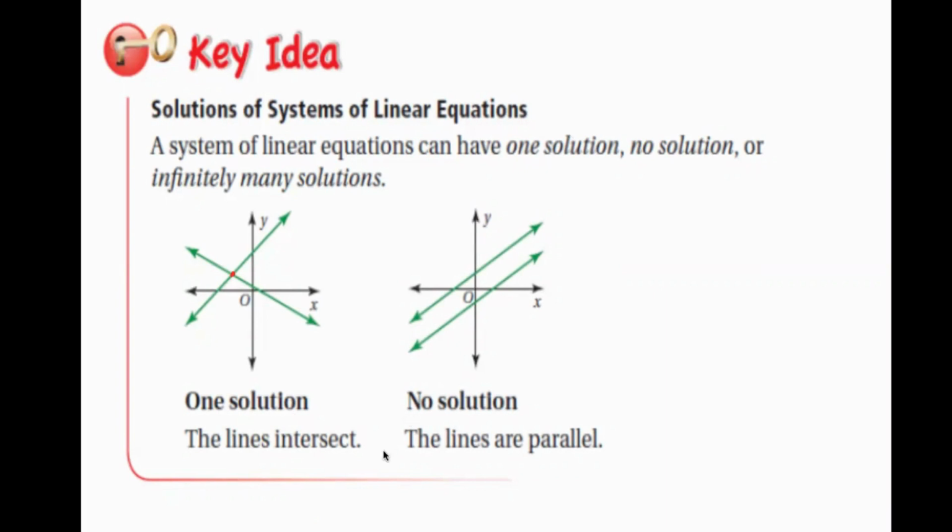Secondly, we have no solution, and if you look at it on a coordinate plane, you'd see that it has no point of intersection. The lines are actually parallel. So, since there is no point of intersection, there will never be a solution for that system.